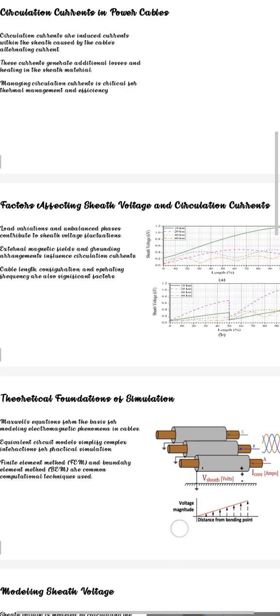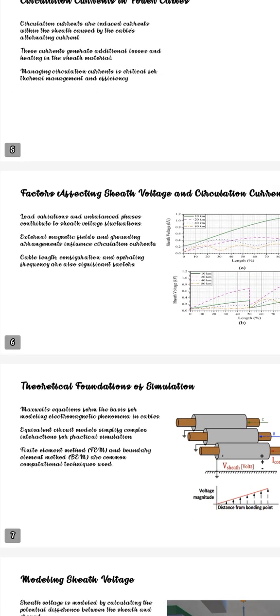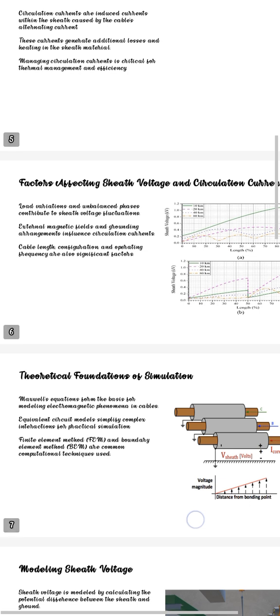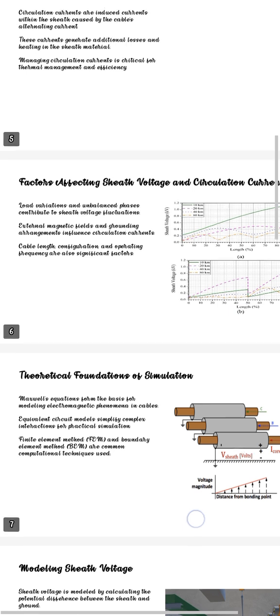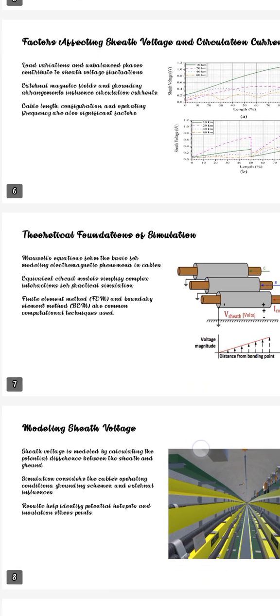Factors affecting sheath voltage and circulation currents. Loading variations and unbalanced phases contribute to sheath voltage fluctuations. External magnetic fields and grounding arrangements influence circulation currents. Cable length, configurations, and operating frequency are also significant factors.